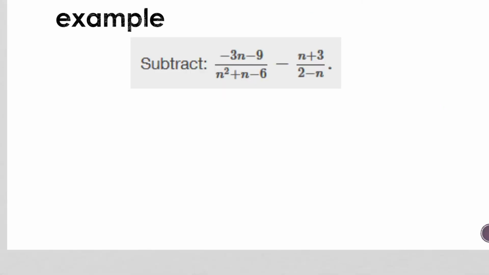Okay, so take a look at this one. I'm going to rewrite these in their factored forms. Now, I don't factor my numerators until the very end. So I am not going to factor this piece right here, okay? Because I want to be able to combine my like terms, and I can't do that in a factored form. Okay, so I'm just rewriting negative 3n minus 9. And this denominator I am writing as n plus 3, n minus 2.